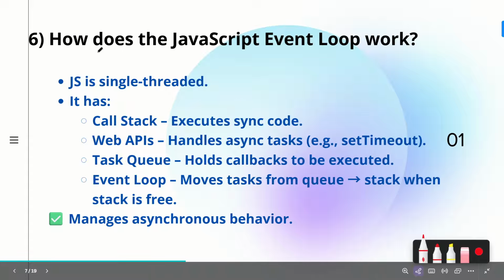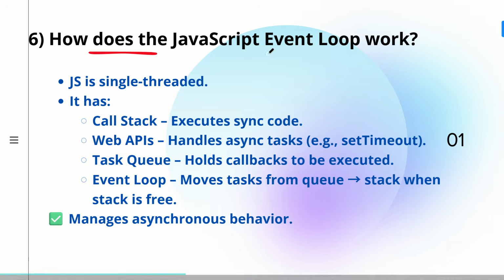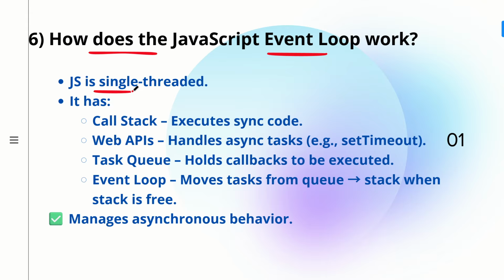Let's see the sixth question. How does the JavaScript event loop work? So as we all know, JavaScript is a single threaded language. But in case we want to work on asynchronous tasks, then we have to make use of the event loop. So how it works is there is something called the call stack. Let's suppose that there is a call stack, and it is helpful for executing the synchronous code. So if there is a code here, it is basically helpful for executing the code.